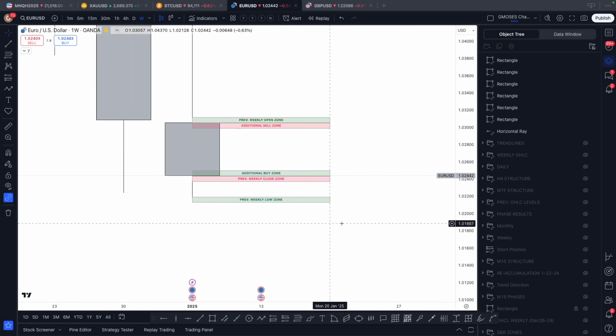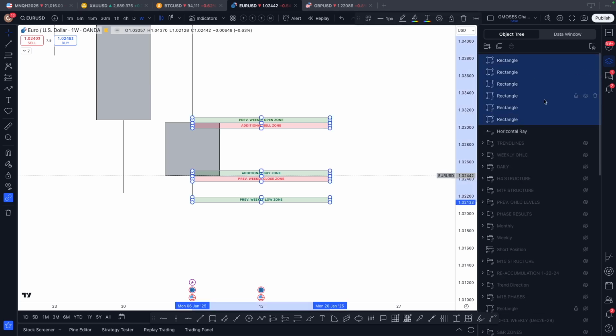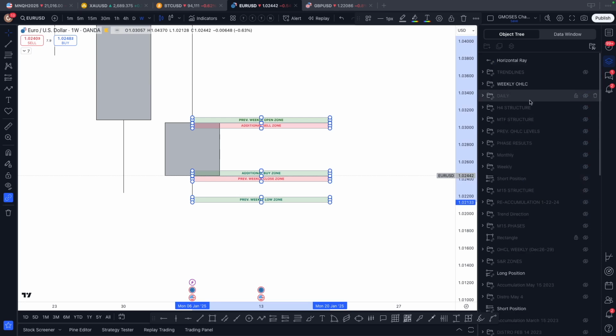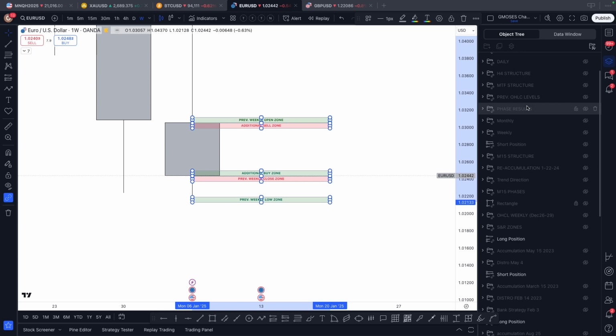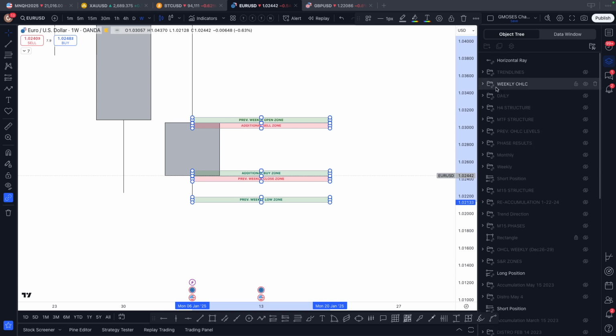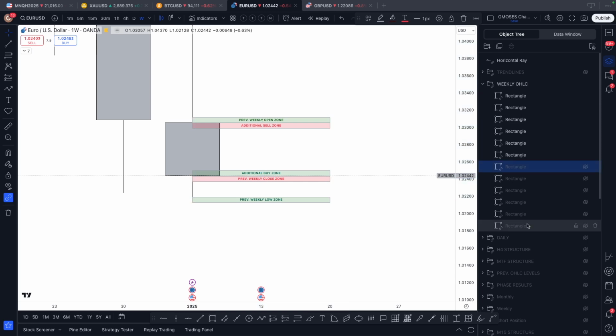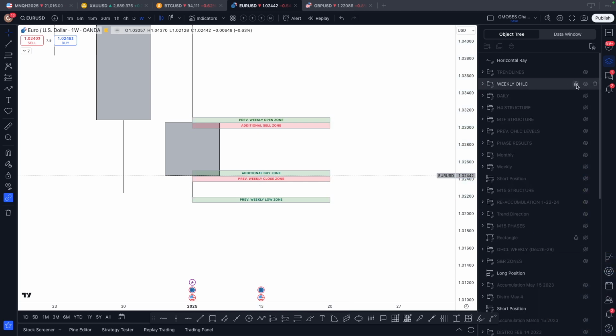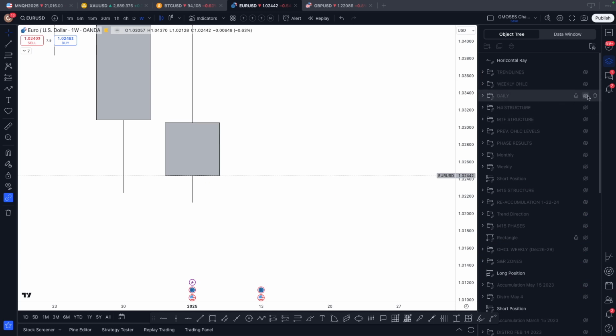That's what we have as far as our opportunities on EU. All right, so let's go ahead and move those right quick into our weekly OHLC. All right, and then we're going to move the other ones into the previous, the ones that we're not using, these here.